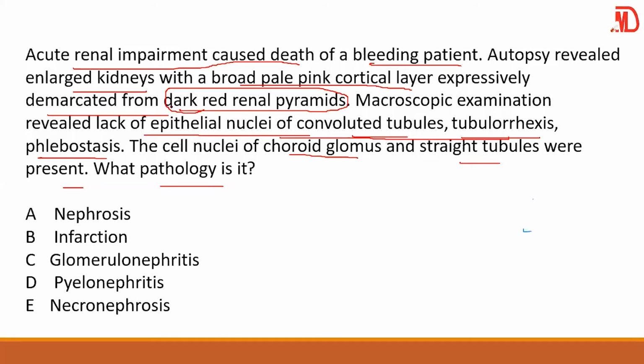So when there is death of that tissue or there's necrosis of that tissue, then again, why is there necrosis? Look, there's dark red renal pyramids, all of them being present. So here again, you are thinking of what? The death of the tissues. So here you are going with what? Necronephrosis. All right.